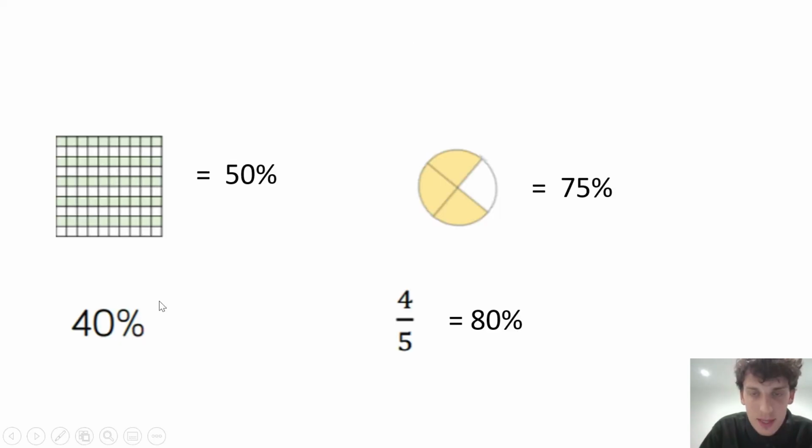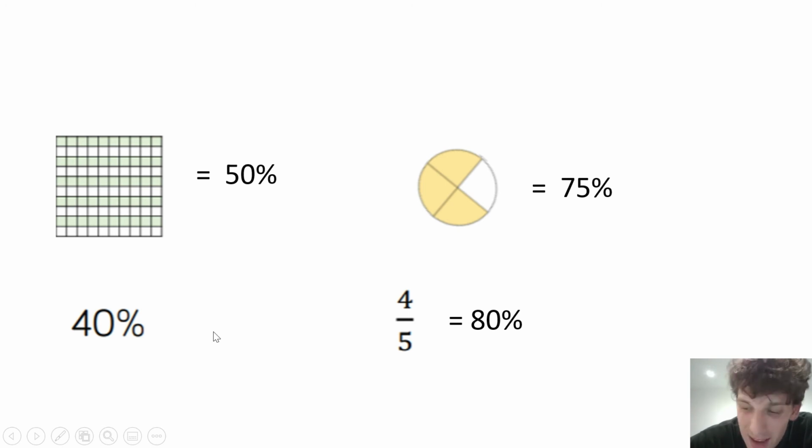Super. So what are these as percentages? 50 over 100 is 50%. 3 over 4, 3 out of 4, is 75%. 4/5 is 80%. And then we knew that 40% is just 40%. So that's step 2.